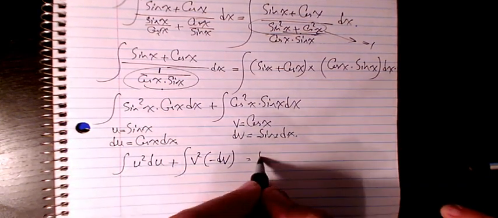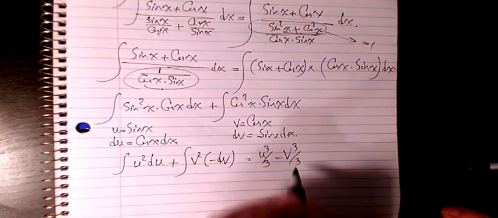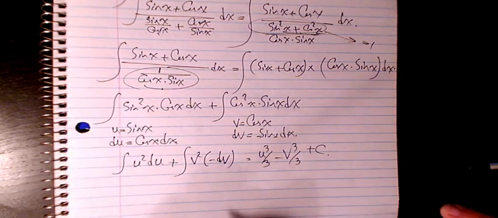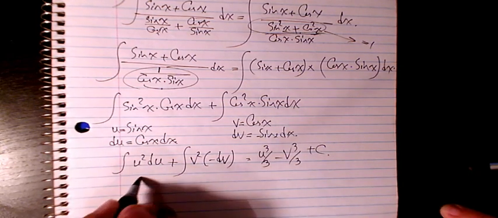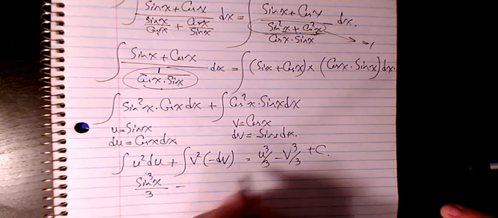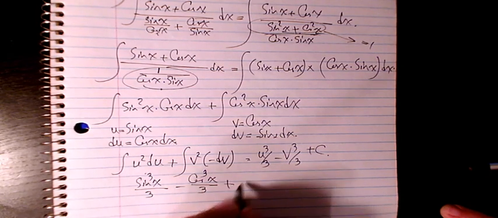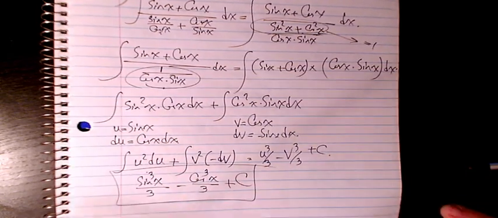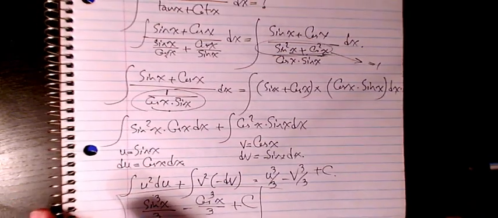So then it will be u cubed divided by 3 minus v cubed divided by 3 plus c. So u is sin x, v is cosine x, so it's going to be sin cubed x divided by 3 minus cosine cubed x divided by 3 plus c. So that's the final answer.